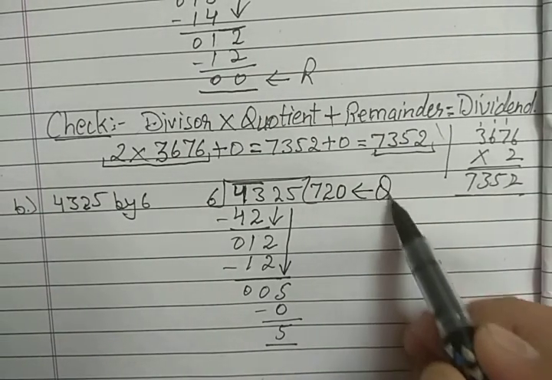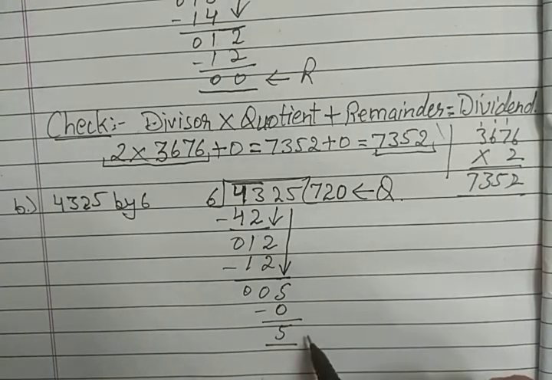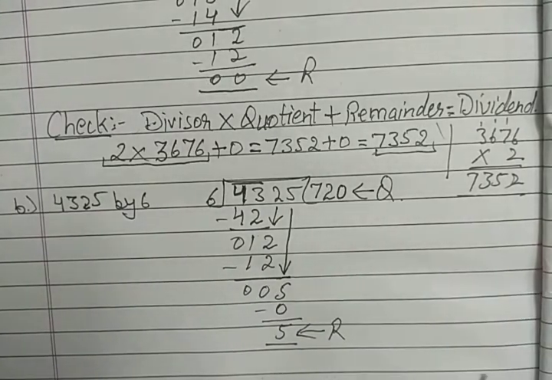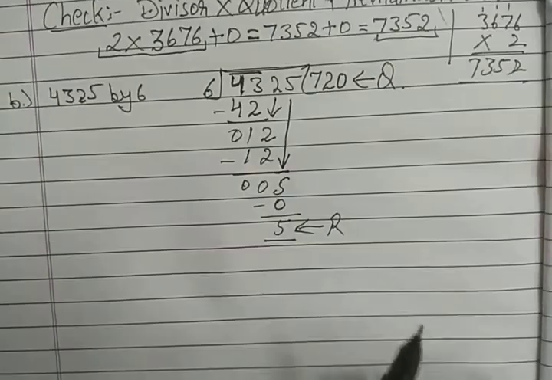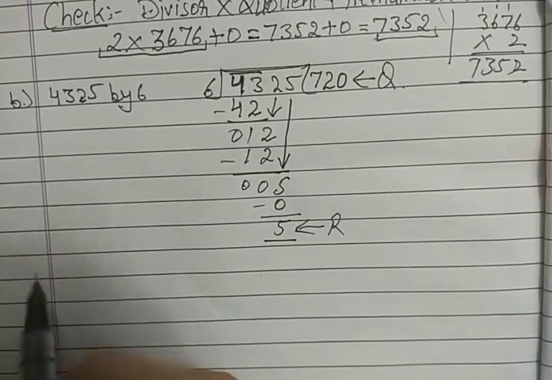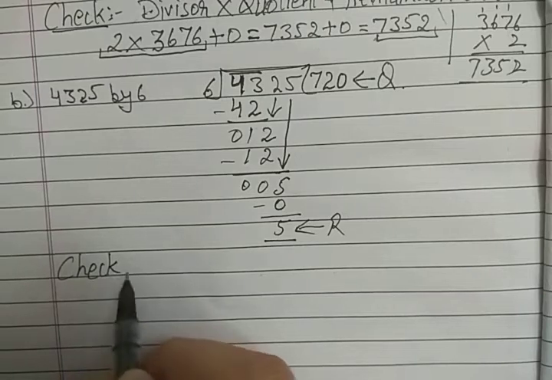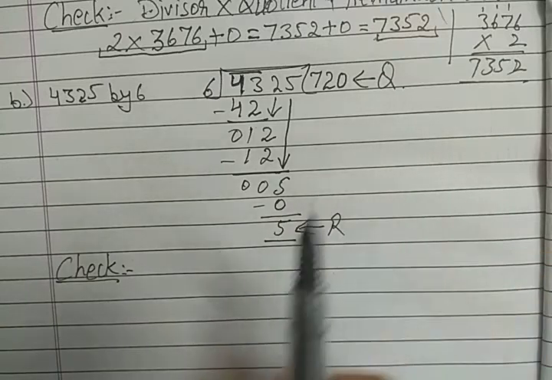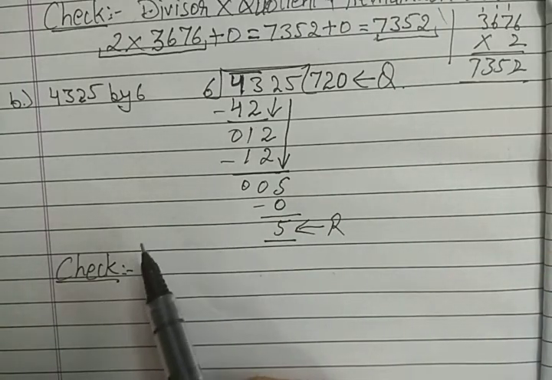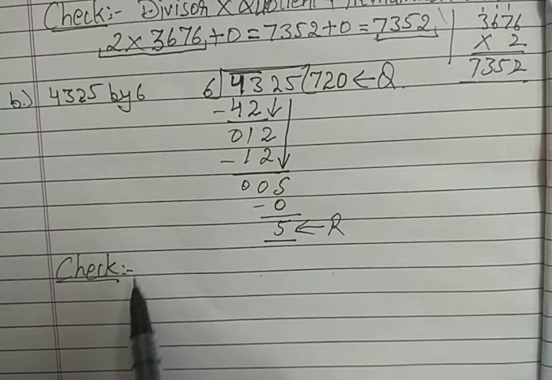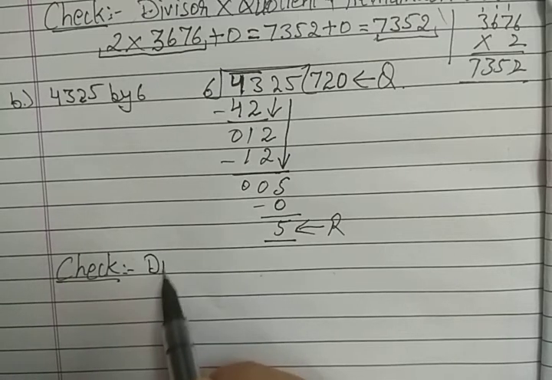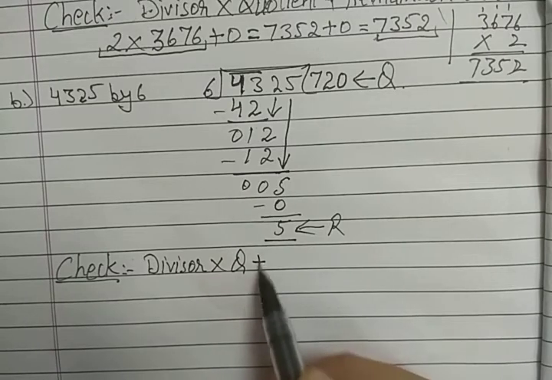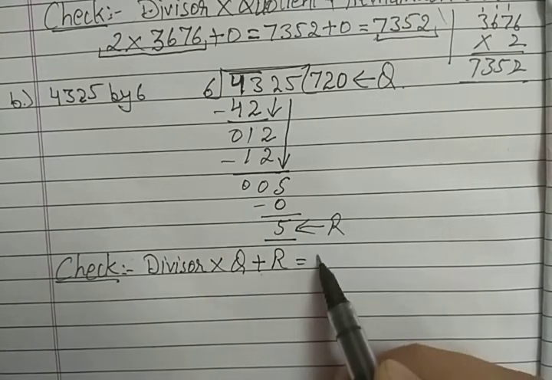Here the quotient is 720, and what is the remainder? 5. Now let us check the answer. Whenever you check the answer, always write this relationship between divisor, dividend, quotient and remainder. Always write. So here divisor into quotient plus remainder is equal to dividend.